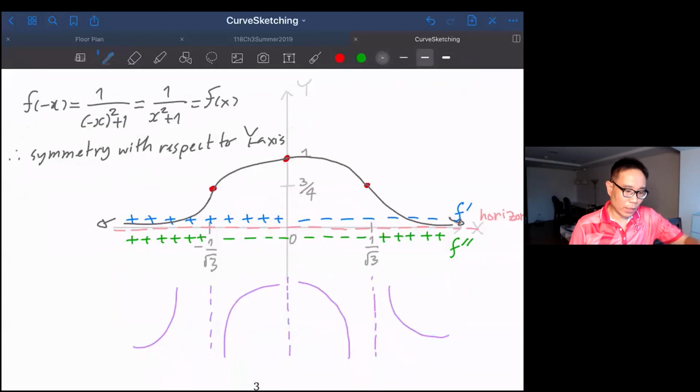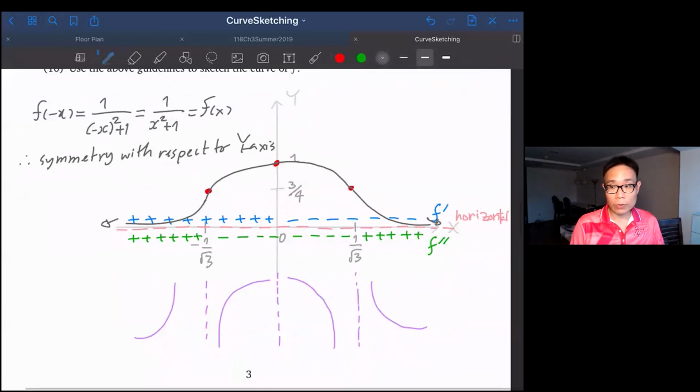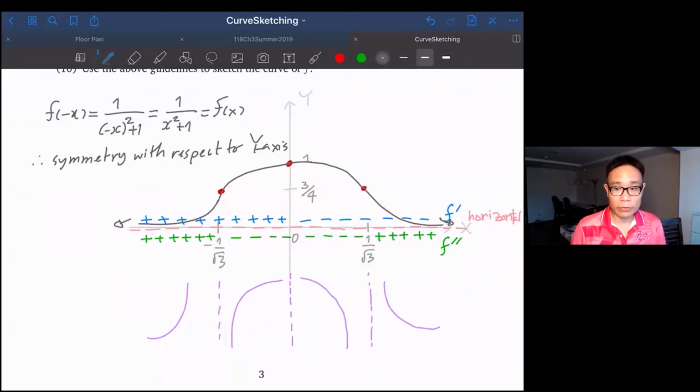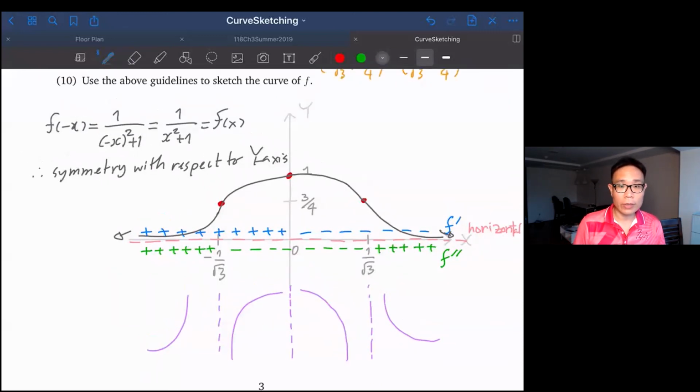Okay, so I'm going to break here a little bit and we're going to do another 3 more in the next video. Okay, so that is going to be another video for curve sketching.